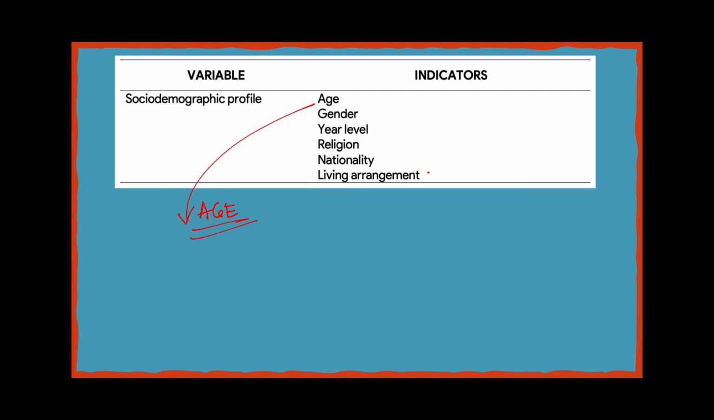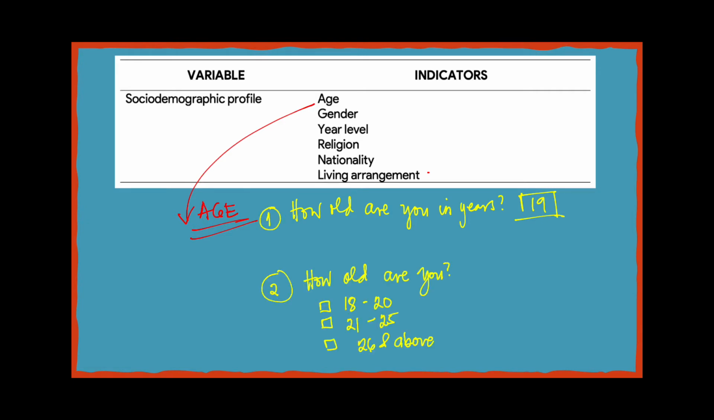Okay, so for example, you can ask age like this: how old are you in years? Correct? And then you place a text box in your online survey, and then they write 19, for example. Okay. Now, there's also another way you can measure age. Another way is bracketing the age to, for example, 18 to 20, 21 to 25 years old, and 26 years old and above. All right, and then wherever bracket they find themselves, they are going to check.